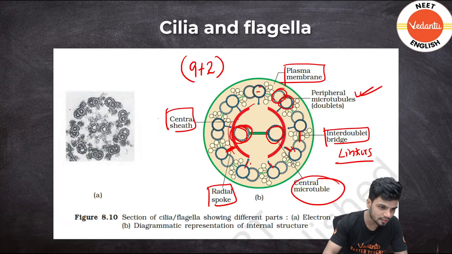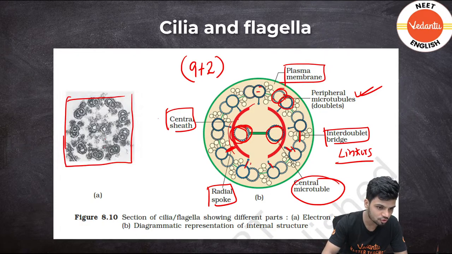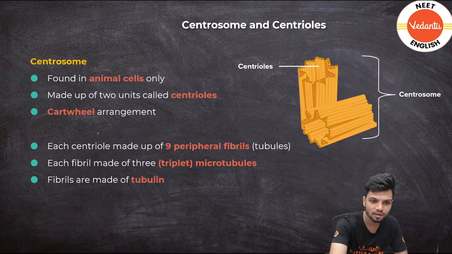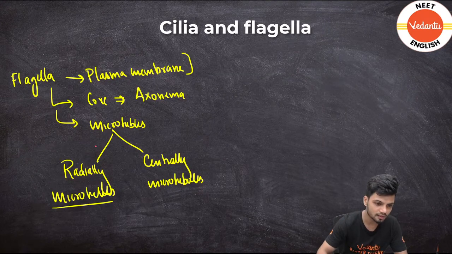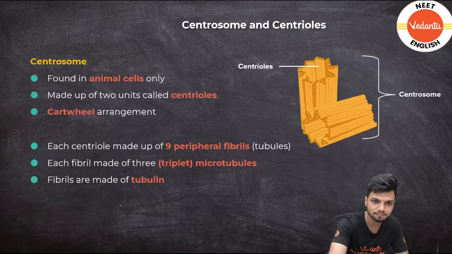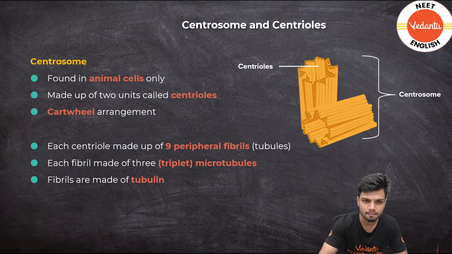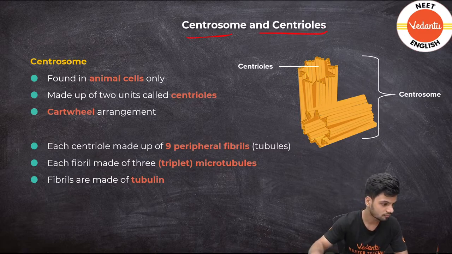If you look under the electron microscope, it looks like this. See, so cute it is. Can you see the doublets of your peripheral microtubules and the two central microtubules? That is the 9 plus 2 arrangement. This is 9 and this is 2. Clear? Now, we have a few more concepts, that is centrosome and centrioles. Clear?